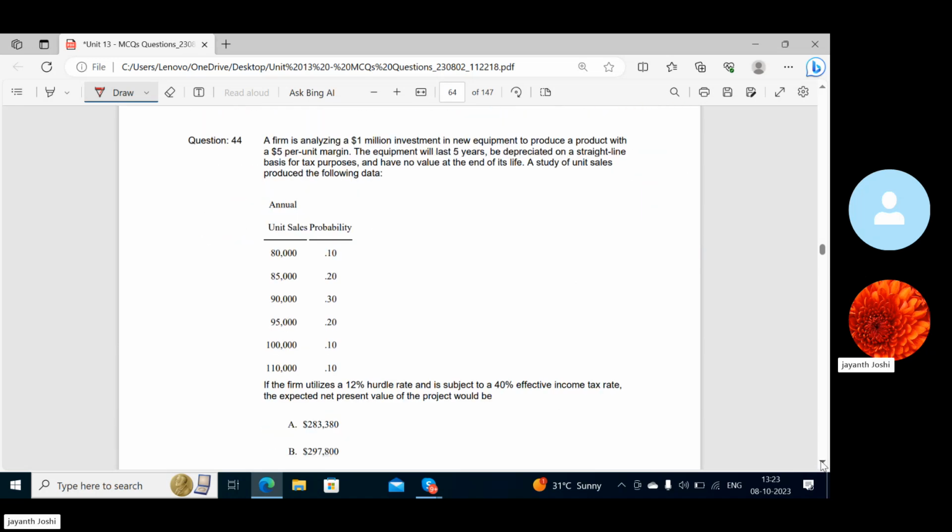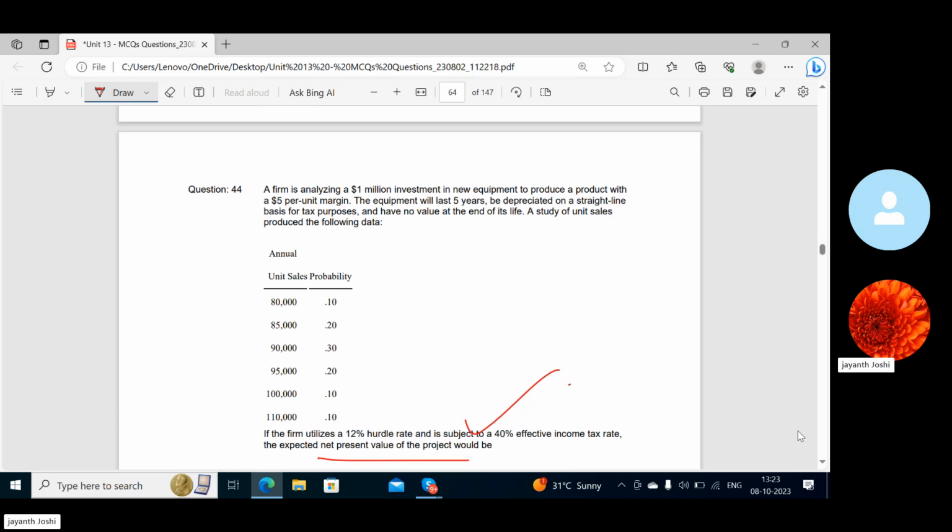Next question. They are asking the expected NPV. Okay, so you can read this entire question. Since they are asking expected NPV, they have given the probability as well. So what you need to do is you need to multiply the unit sales with the probability to get the cash flow.